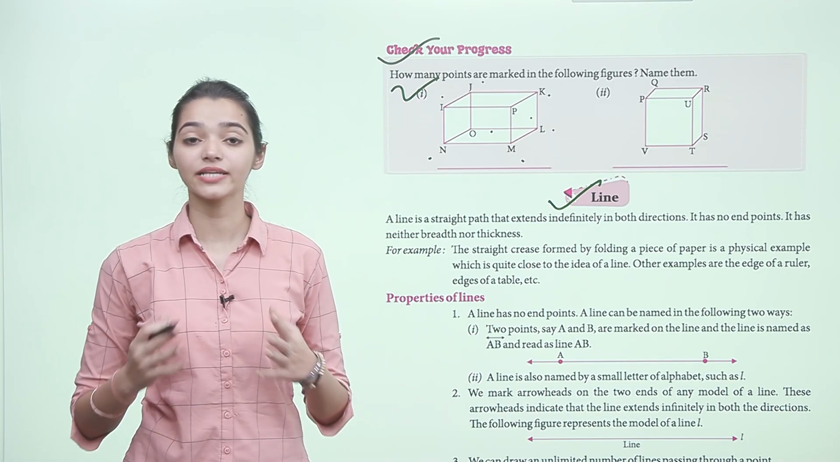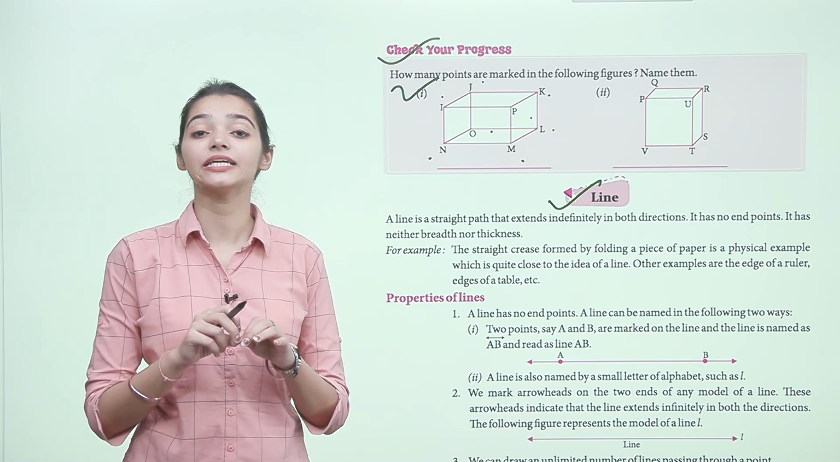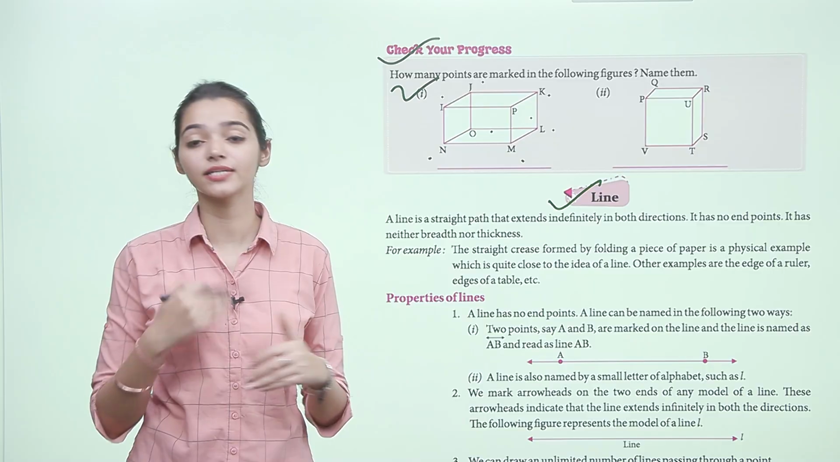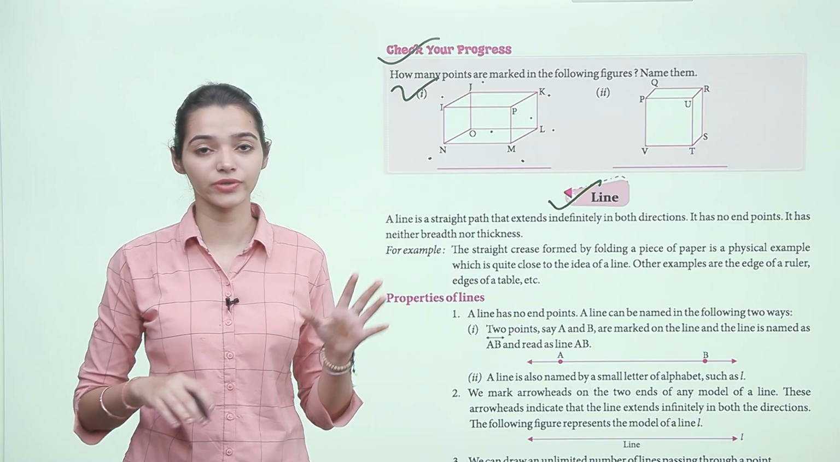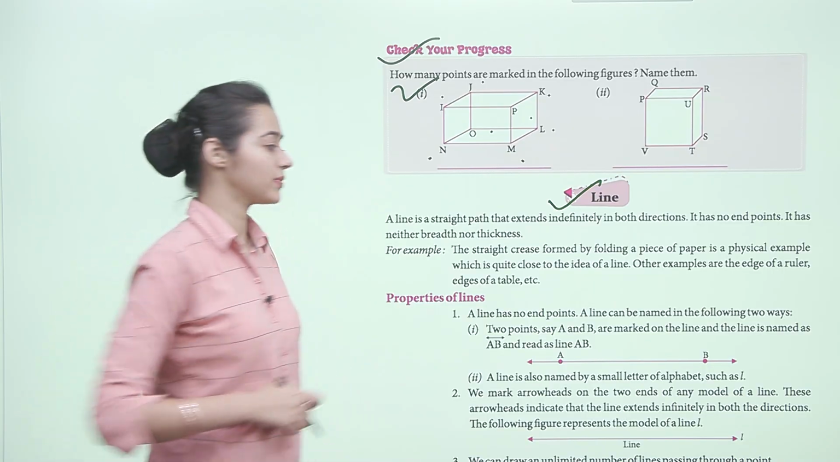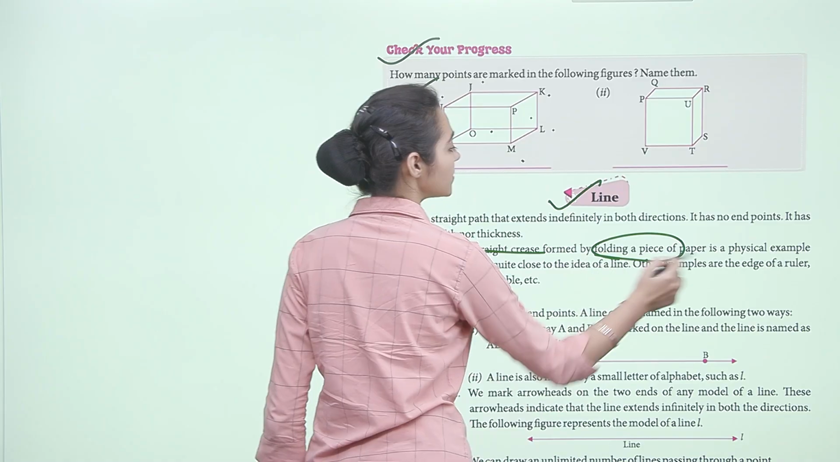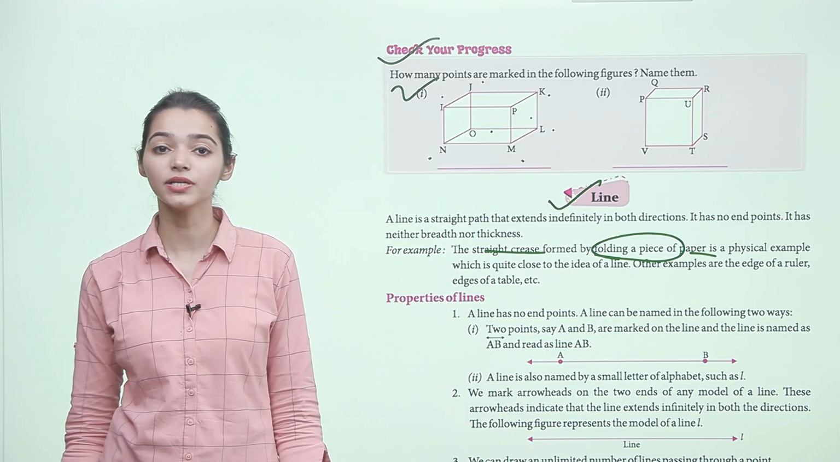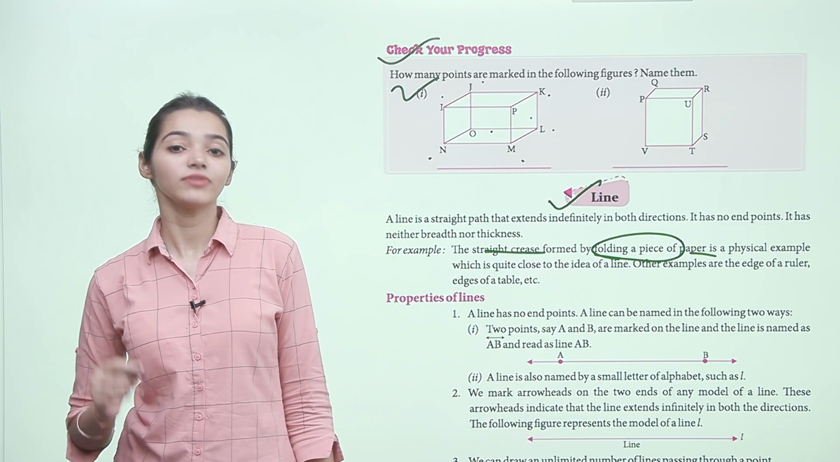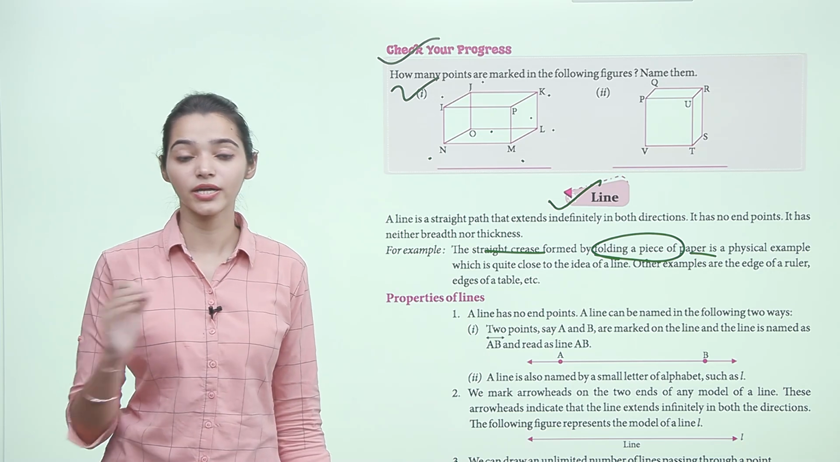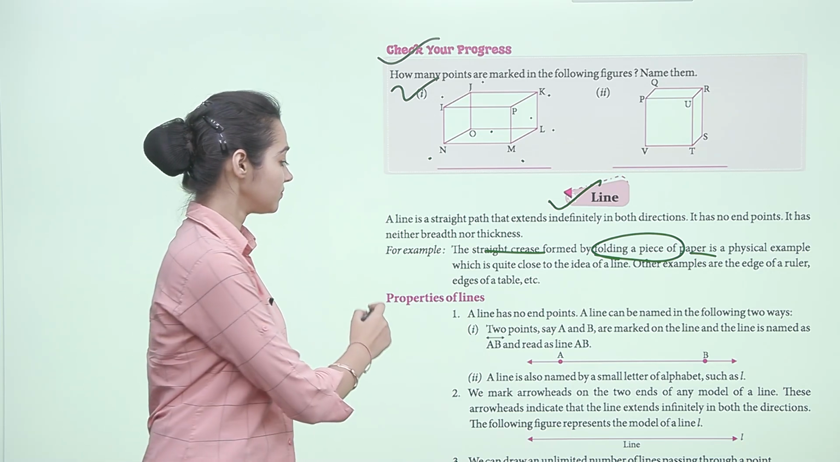Next is our line. A line is a straight path that extends indefinitely in both the directions and it has no end point. It has neither breadth nor thickness. Now, for example, the straight crease formed by folding a piece of paper is a physical example which is quite close to the idea of line. Other examples are edge of a ruler, edge of a table, etc.